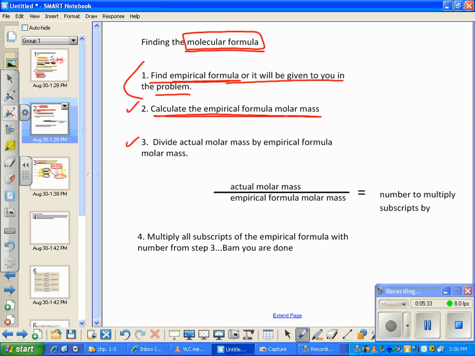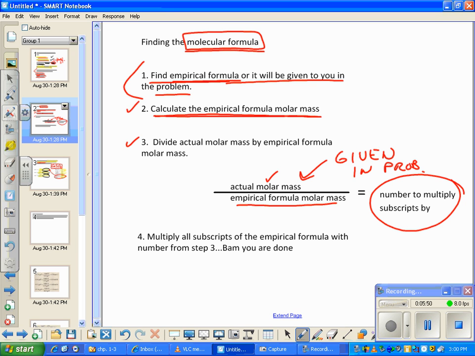Then the third step is you take the actual molar mass, which is always going to be given to you in the problem. You put that on top. The empirical formula molar mass is what you calculated in step 2, and it goes on the bottom. When you divide the two numbers, you will always get a whole number. That number is what you're going to multiply the subscripts with to get the final answer. Bam, you're done. So let's take a look.